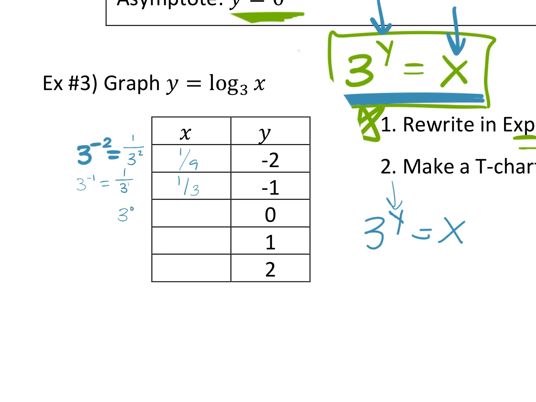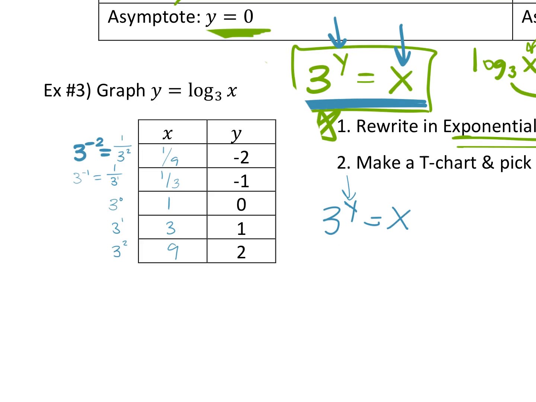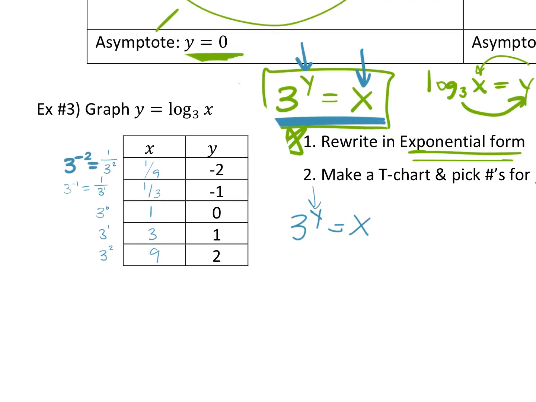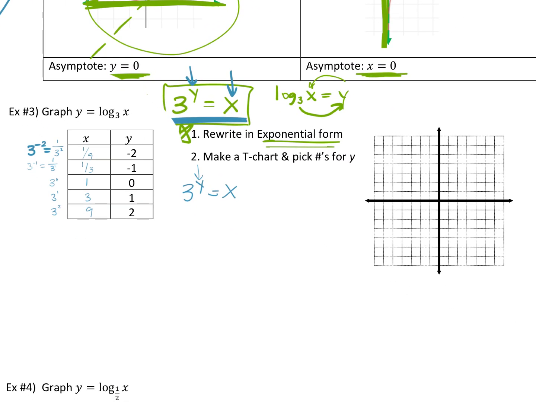1. Anything to the 0 power, right, is 1. 3 to the 1st power is 3. 3 to the 2nd power is 9. And then you have to graph that. So be careful here because you want your x values first, right? When you are graphing a log, where is your asymptote going to be? The y-axis. Your asymptote should be here. Now plot those points. 1/9, -2.